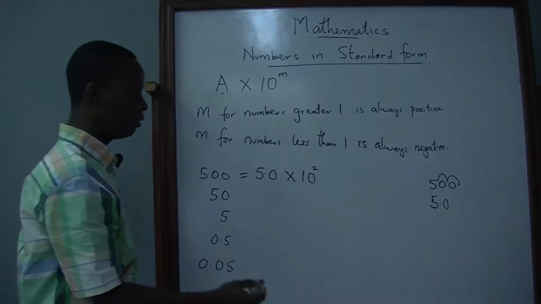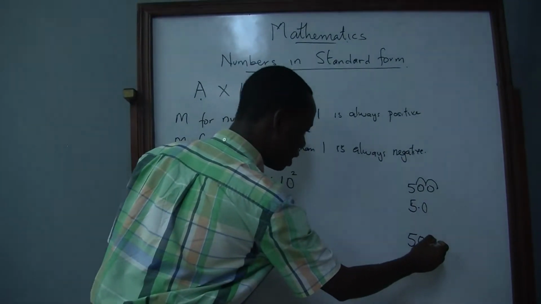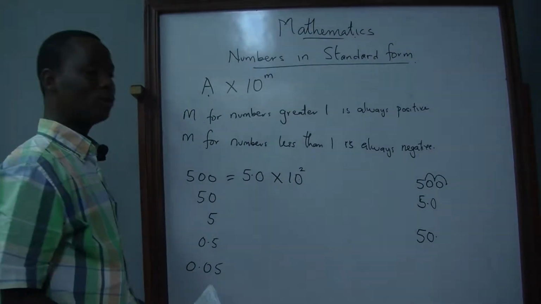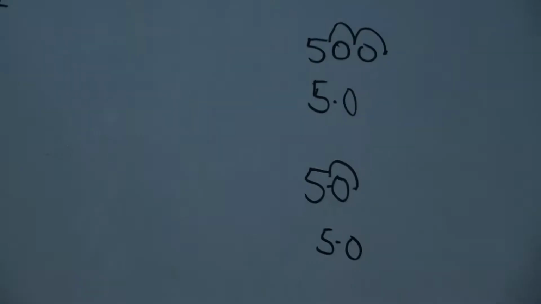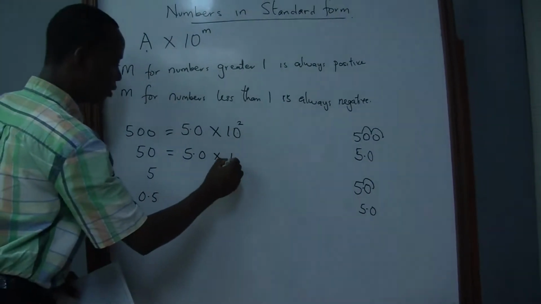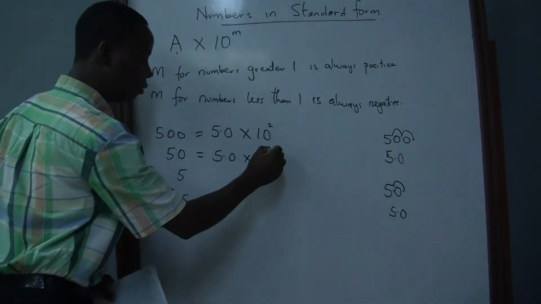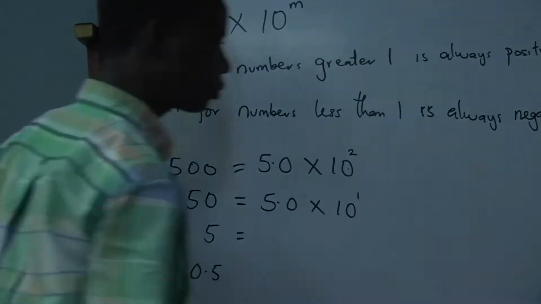Now, let's look at 50 and do the same thing. If we have 50, there is this imaginary decimal point behind the 0, which will move just a place. Then that will give us 5.0. So this will equal 5.0 times 10 raised to the power of 1. Beautiful.